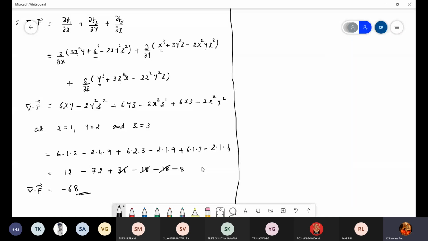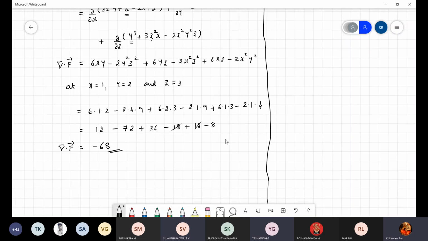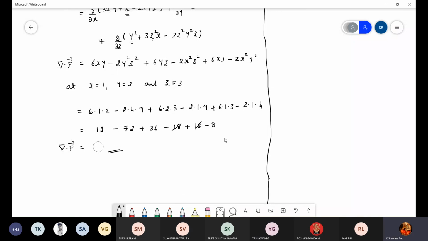Okay, so then this gives 18 plus 18 plus 18 and minus 8. Correct? Now the 18 cancels. What is the answer? Minus 32. Minus 32. Yes. Because of that plus and minus, it will vary.